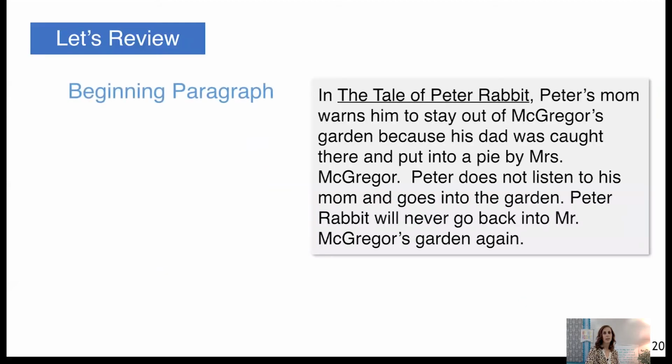Thinking back to our lessons earlier in the week, we filled in our introduction opinion box in our graphic organizer. I just rewrote what I had on my graphic organizer as my beginning paragraph on my opinion essay. This is what it says. In the tale of Peter Rabbit, Peter's mom warns him to stay out of Mr. McGregor's garden because his dad was caught there and put into a pie by Mrs. McGregor. Peter does not listen to his mom and goes into the garden. Peter Rabbit will never go back into Mr. McGregor's garden again.